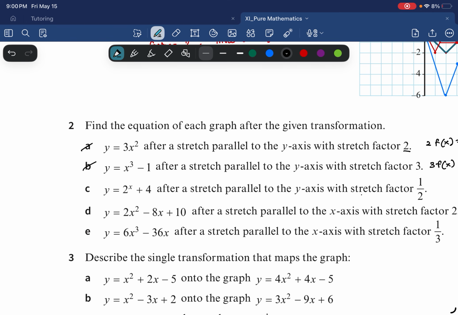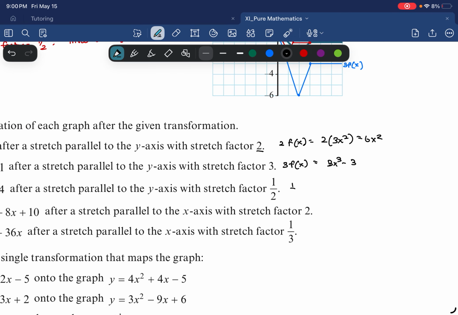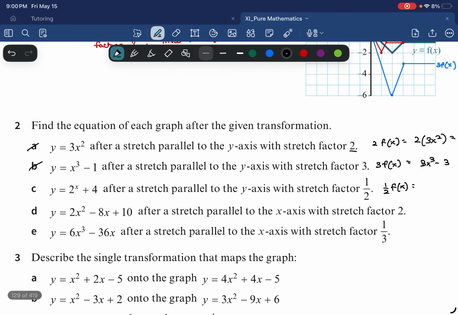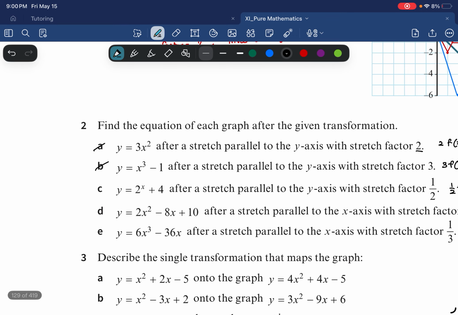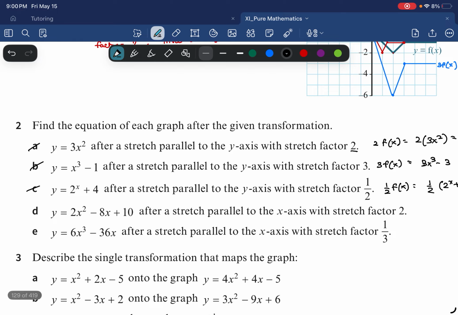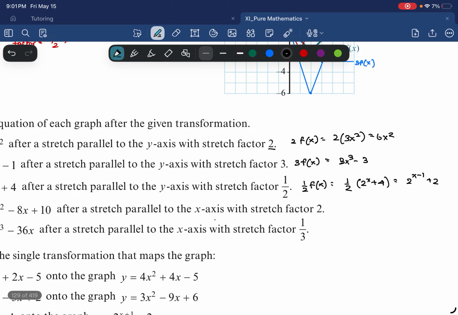This is after a stretch parallel to the y-axis with a stretch factor of half. So that is just half f of x. All right, so that is half times 2 to the power x plus 4. And if you simplify, you get 2 to the power x minus 1 plus 2. All right. Now, after a stretch parallel to the x-axis with a stretch factor of 2, if I'm stretching with respect to the x-axis and my stretch factor is 2, then b is equal to half. So I'm looking for half of x. Only this way I get a stretch factor of 2.